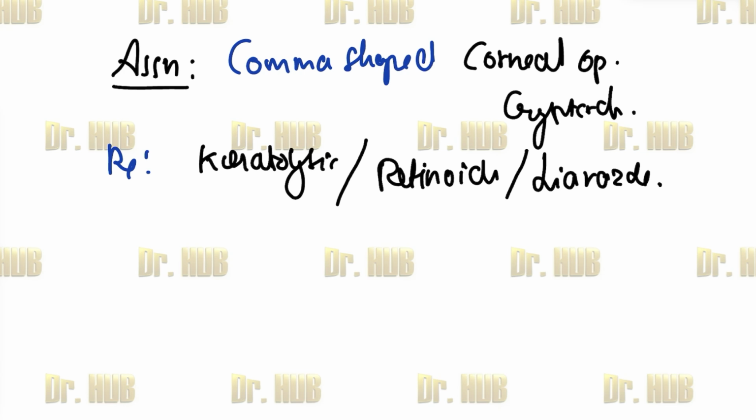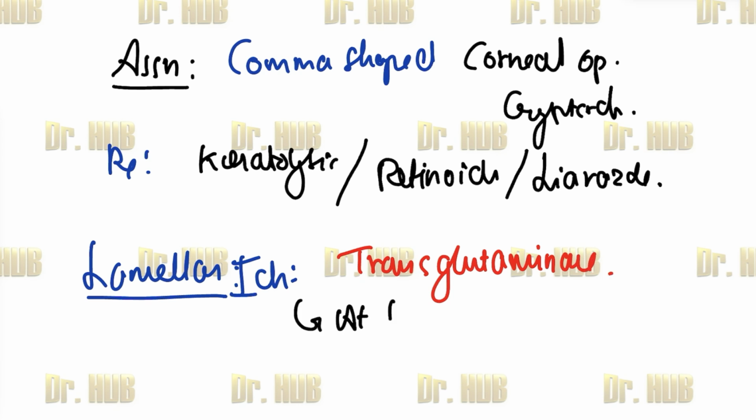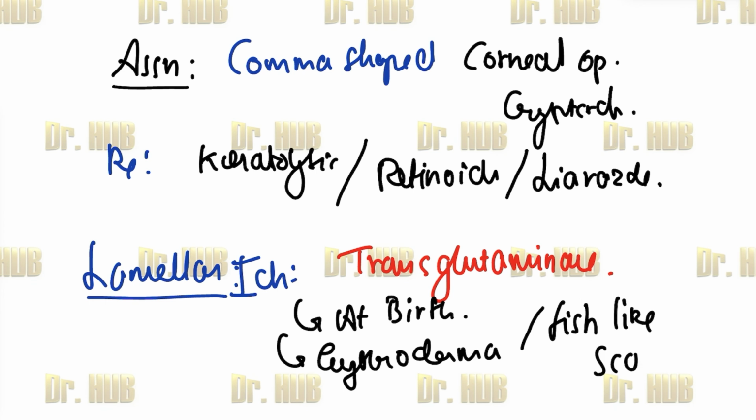Lastly, we look at lamellar ichthyosis. The lamellar ichthyosis is autosomal recessive. So there are three varieties: ichthyosis vulgaris being autosomal dominant, then X-linked recessive, as the name suggests, then lamellar being AR, that is autosomal recessive. The defect here is transglutaminase, and the onset is present at birth. The distribution is erythroderma, and there is presence of fish-like scale.